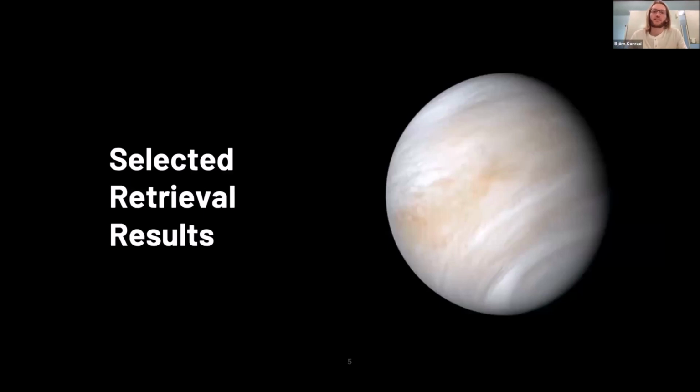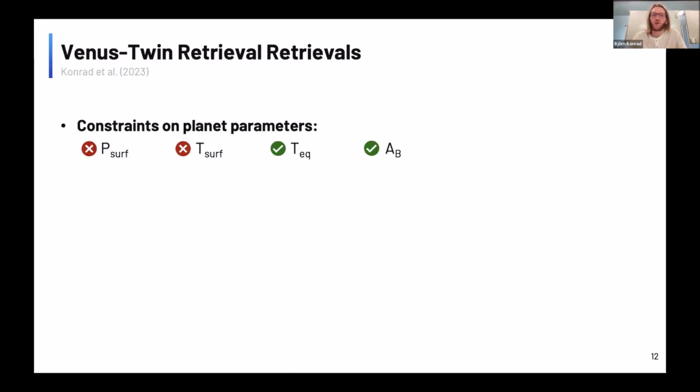Okay, let's look at some of the retrieval results. First, looking at planet parameters, we see that we cannot constrain the surface pressure and the surface temperature, which is not really a surprise because we have this opaque cloud layer high up in the atmosphere, which obscures the view of the surface.